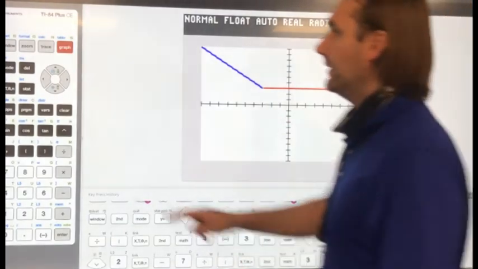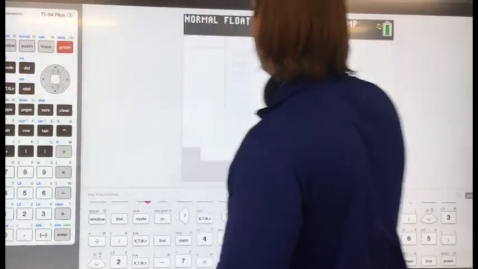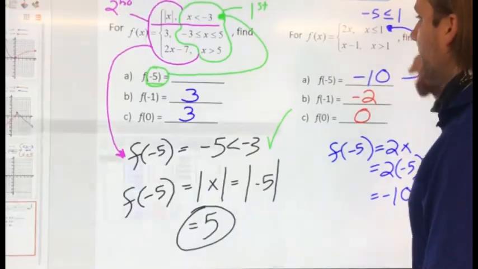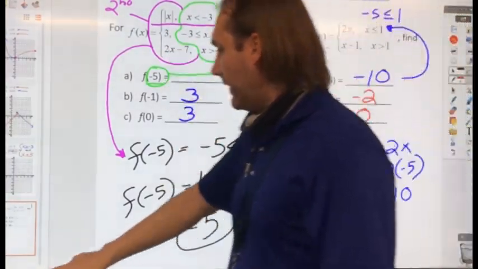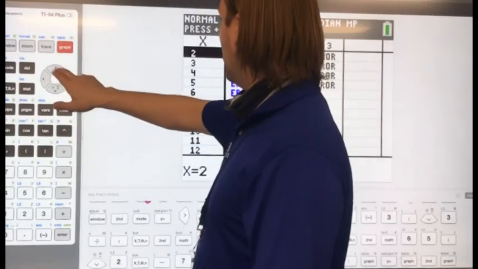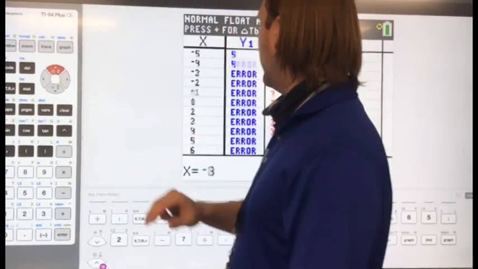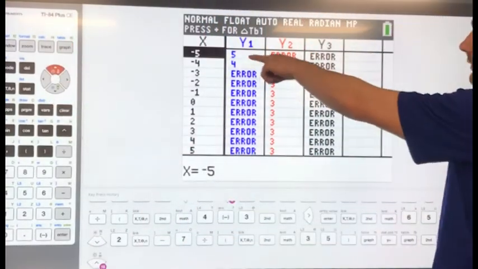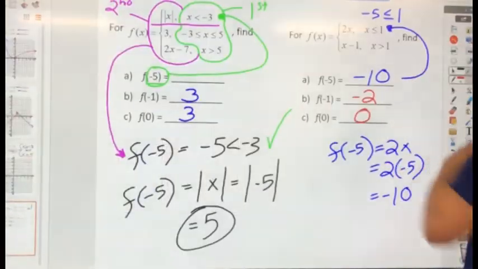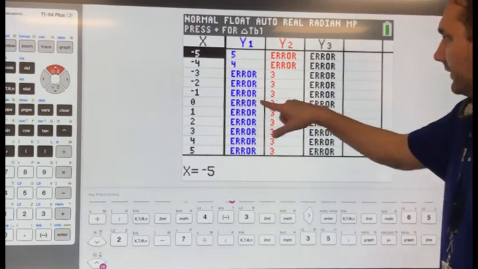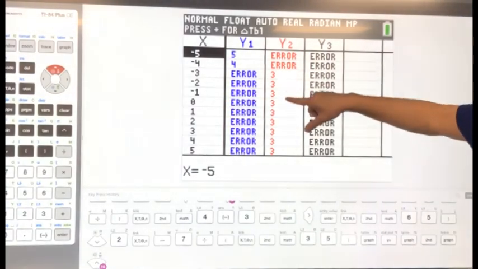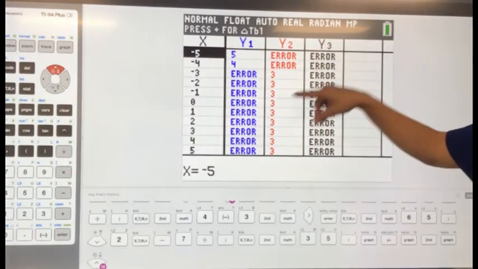Table, very nice. If I go to second table, what do you see? So I'm looking at this one here. I want to find f of -5. So let me go to my x value of -5, and what does it tell me that it equals? 5. If I want to look at -1 and 0, what does it tell me -1 and 0 equals? 3.